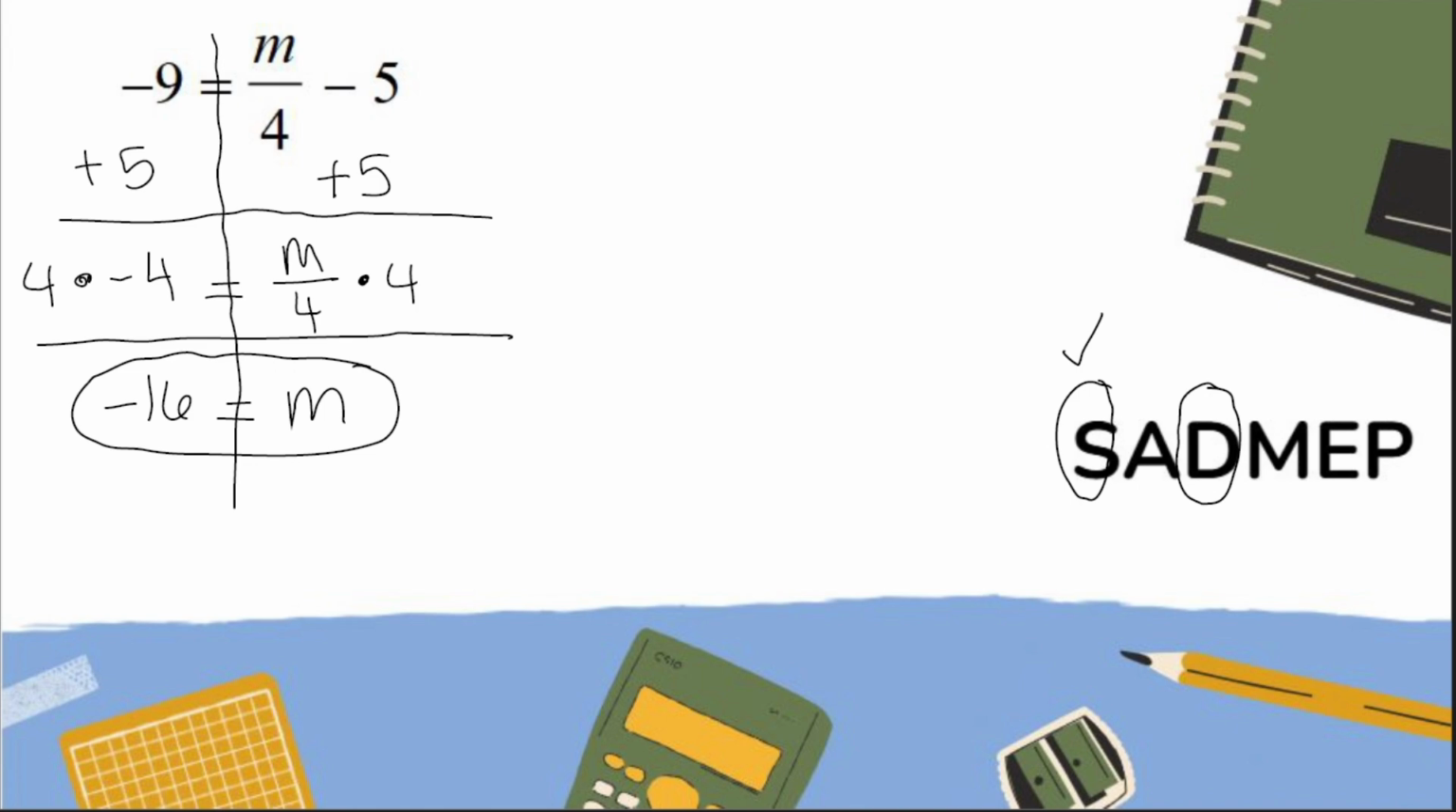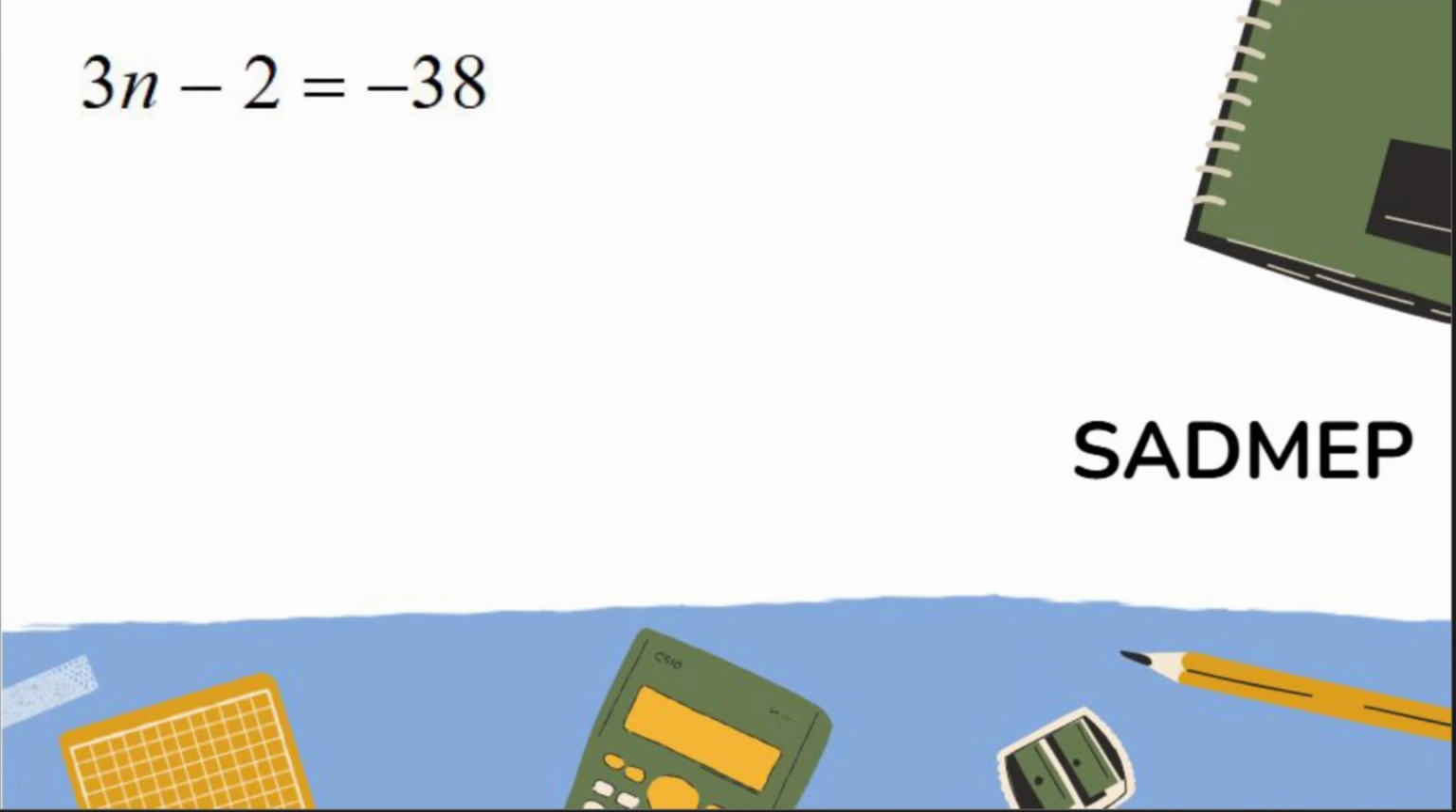It's a process, but you can do it. It's okay. Okay, we got 3n minus 2 equals -38. So first I'm going to use SADMAP to figure out my game plan here. So I see subtract 2, and I see multiply by 3. Remember, a number touching a letter, that means multiplication there.